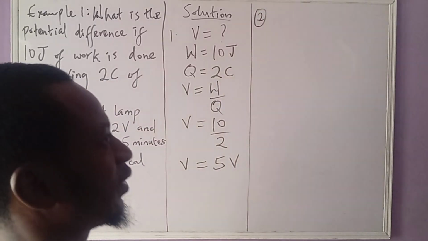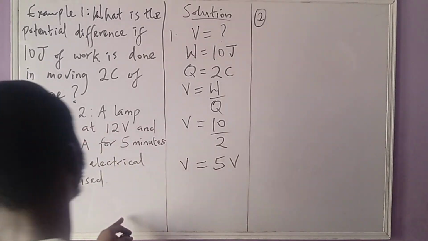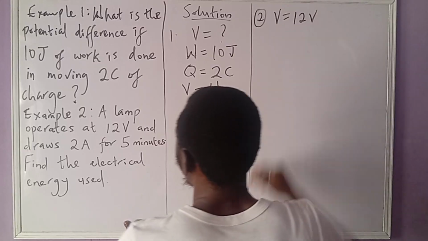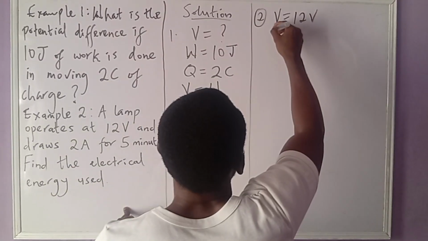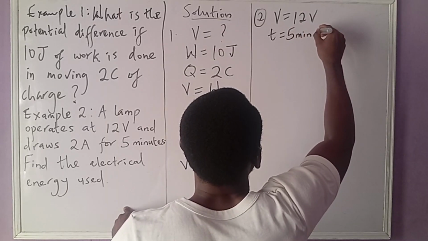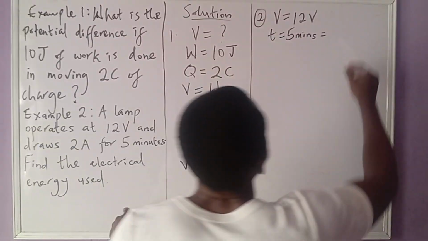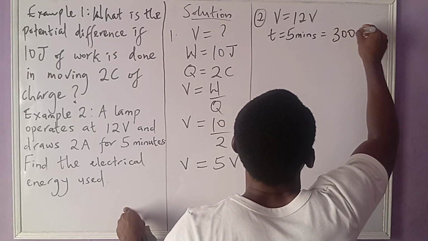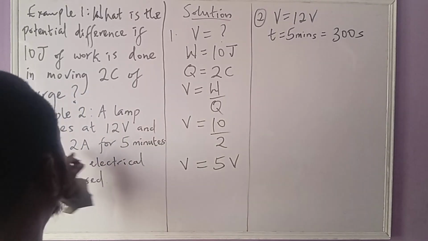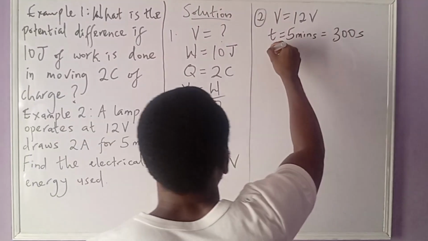Now let's move to the second one, which requires a bit of work. Okay, a lamp operates at 12 volts. The potential difference here is 12 volts for 5 minutes. Your time is 5 minutes. Please change the time to seconds, and that's going to be 5 times 60, that's 300 seconds. And it draws a current of 2 amperes. The current is 2 amperes.